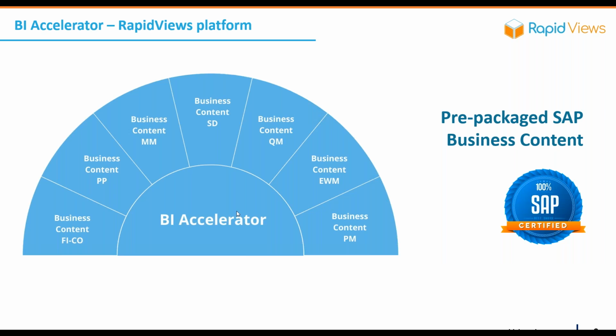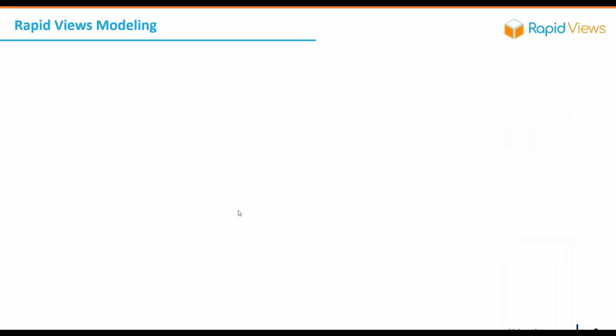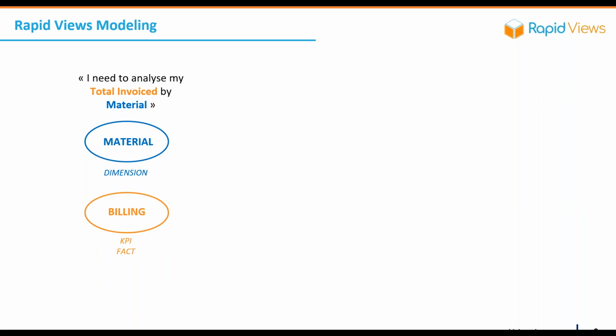So, BI Accelerator component. Again, we built this concept of prepackaged business content on top of SAP. So how does that work? What is a business content? To be sure everybody understands, let's say you want to analyze and bring back your total invoice per material, a basic question, and to build a basic report. You need to be able to have a dimension, material, and you also need to have a KPI around billing, right?